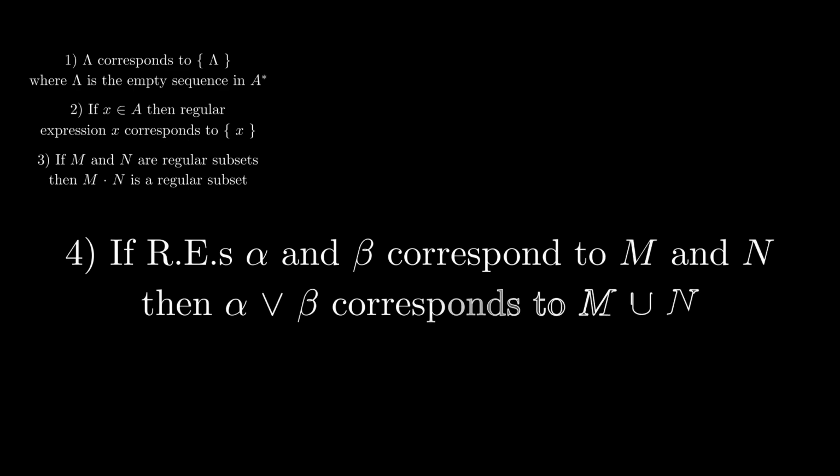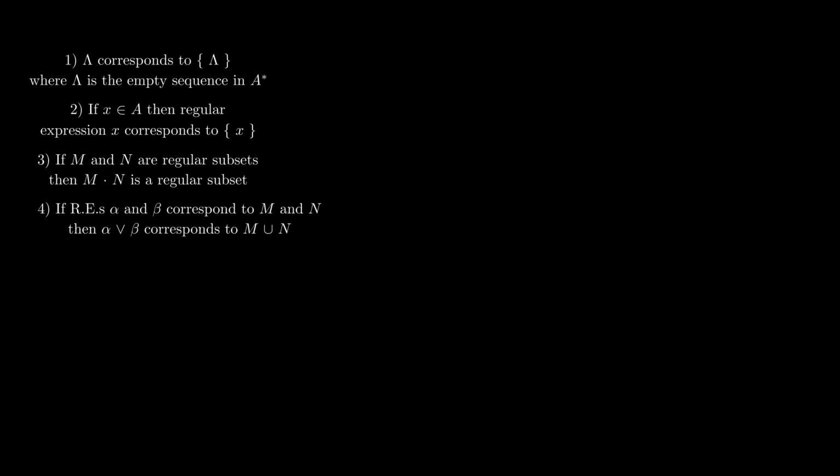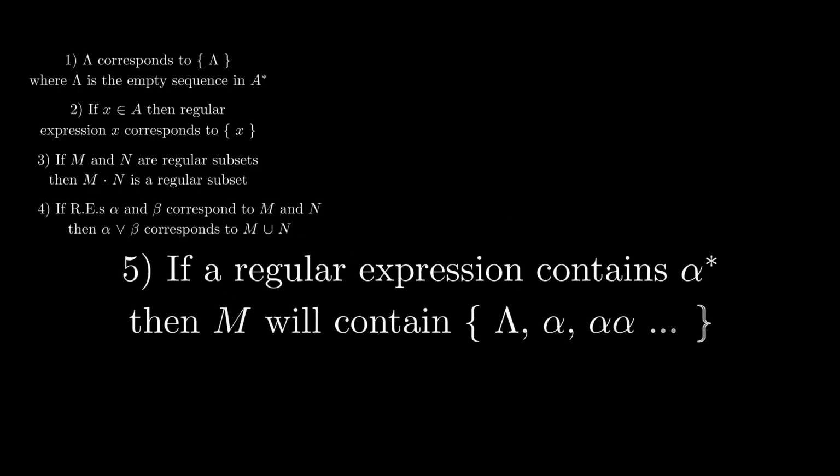Fourthly, if alpha and beta correspond to subsets M and N, then the intersection of alpha and beta correspond to the union of M and N. Finally, if we use a star in our regular expression, the corresponding subset will contain an infinite number of finite strings starting at the empty string.